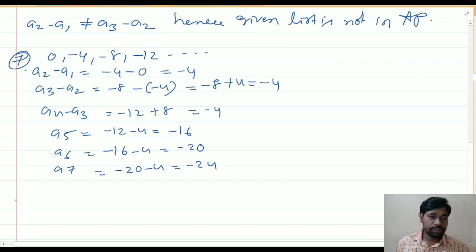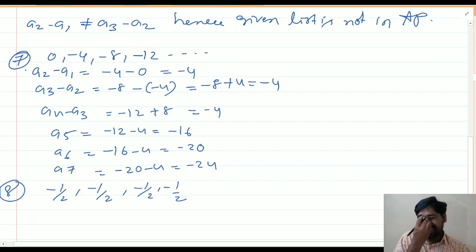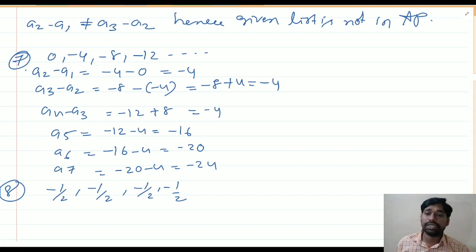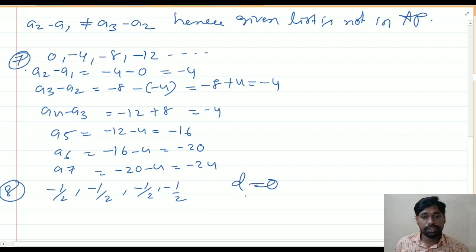Next, the eighth question is here: minus 1 by 2, minus 1 by 2, minus 1 by 2, minus 1 by 2. So you can see clearly, what is the common difference here? It is 0. If you add it any number of times, the next terms will be the same. My dear students, the common difference will be 0. So A5, A6, A7 are the same.